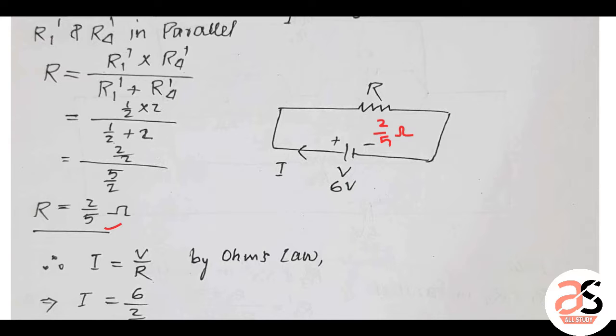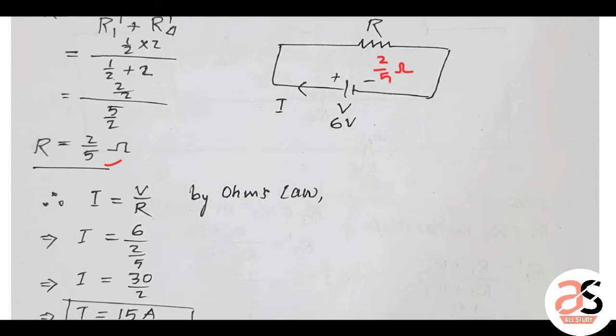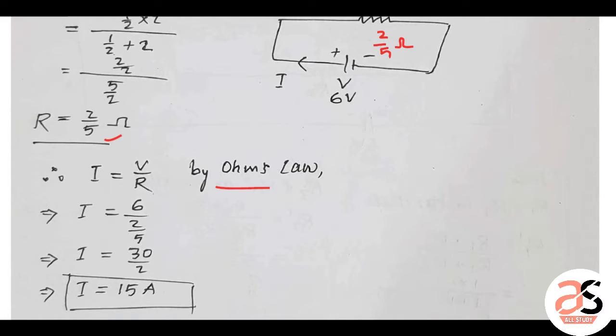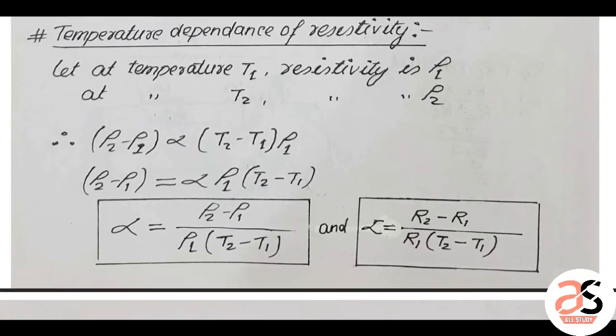So now we can calculate current here by Ohm's law. By using Ohm's law, what is current? Current is V by R by Ohm's law. So V is given as 6 volt and resistance we have calculated 2 by 5. So this is 30 by 2, 15 ampere current flowing in the circuit.